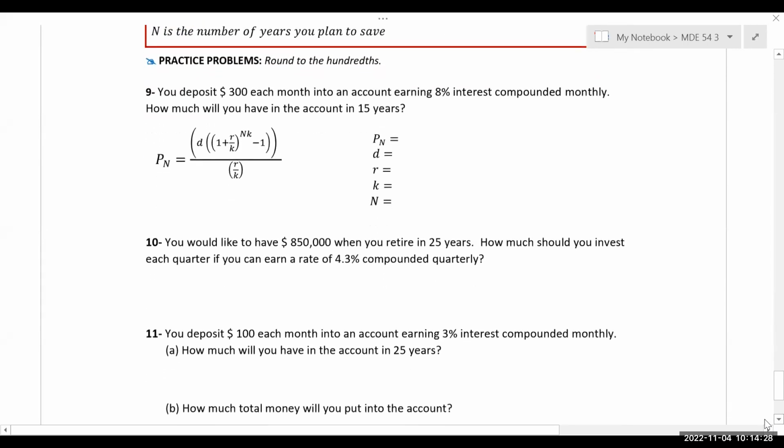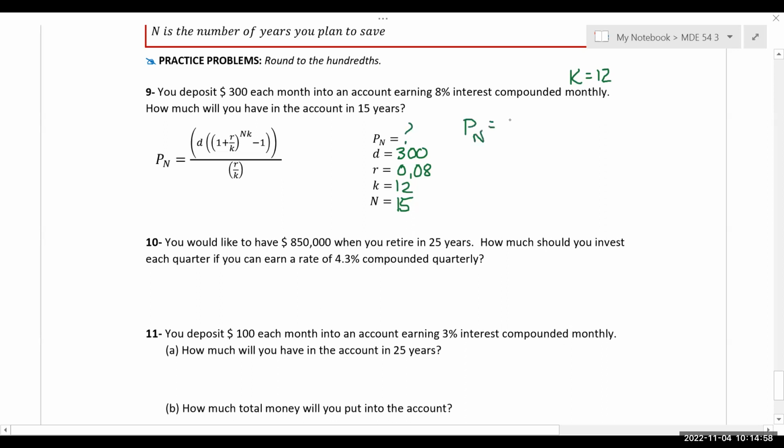So for this problem, we're going to round to the hundredths because now it's money. We've got the equation here, and we're going to identify the variables. Whatever we don't have is what we need to solve for. So we are depositing 300 into an account earning 8% compounded monthly. Monthly is 12 months in a year. And we are saving for 15 years. So we don't have PN. How much will you have?